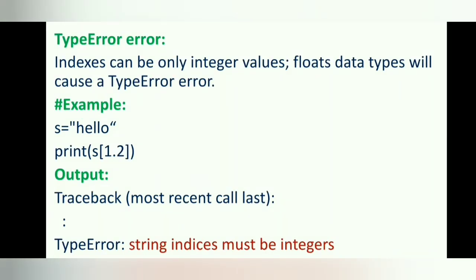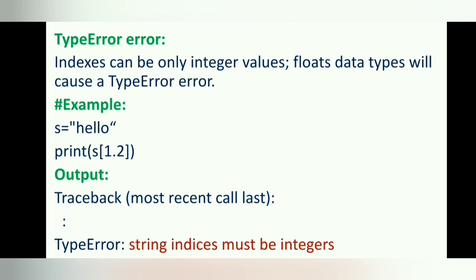Type error. Indexes can be only integer values. Float data types will cause a type error. Example. This example will cause a type error. Indices can be only integer values, not float, string or non-data types. But here we have used a float value 1.2. So Python will return a type error message that string indices must be integers.